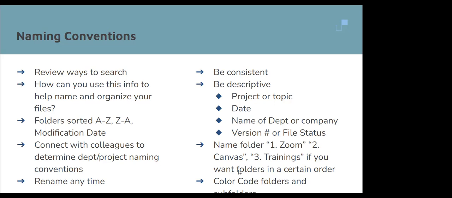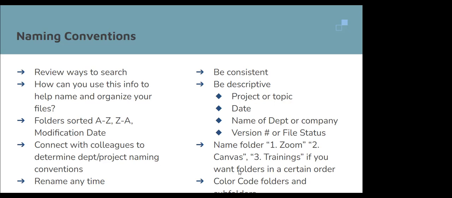So the big tips are to be consistent and be descriptive. Include that project or that title. Include the date, if that's going to be important, the date of when you're using or creating that file. If it's a file you're using with a specific department, or even the version of it, if it's a collaborative document going back and forth, or even the file status. So if you're in charge of getting a file ready and it's ready to go, you can put something like final draft, and then the next person knows it's ready for their step.